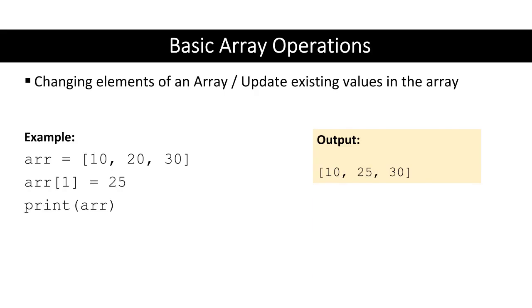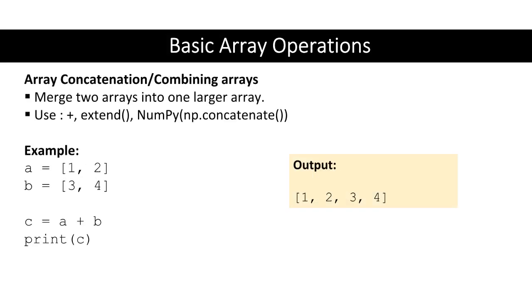This slide shows how to update an existing value. ARR equals 10, 20, 30, ARR 1 equals 25. This replaces the value at index 1. Output, 10, 25, 30, the original value 20 is overwritten. This slide shows how to combine 2 arrays using the plus operator. A equals 1, 2, b equals 3, 4, c equals a plus b. This joins both arrays into one. Output, 1, 2, 3, 4.